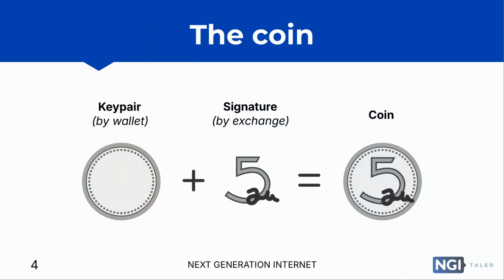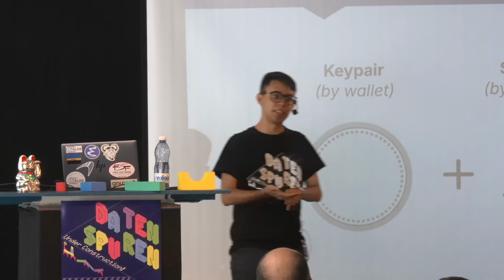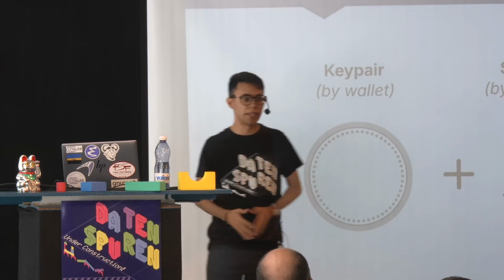So in Taler, all the money is represented by coins. So what is a coin? A coin is a key pair. It's a public key and private key that is generated by the wallet, plus a signature that is issued by the exchange. Here the exchange has a different signing key for every denomination. So for example, €1, €2, €5 each have a different key. And also for the validity period. So this €5 bill that is valid from this day to this day, it has a different key for all of those combinations.